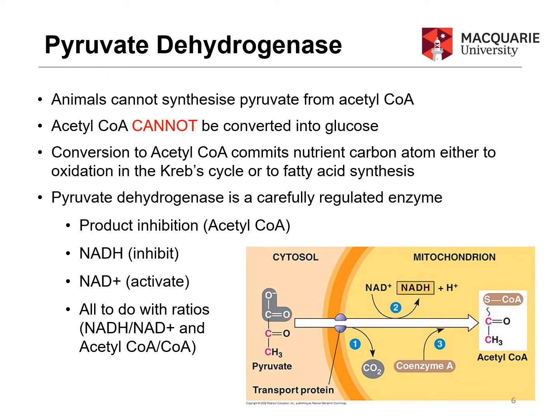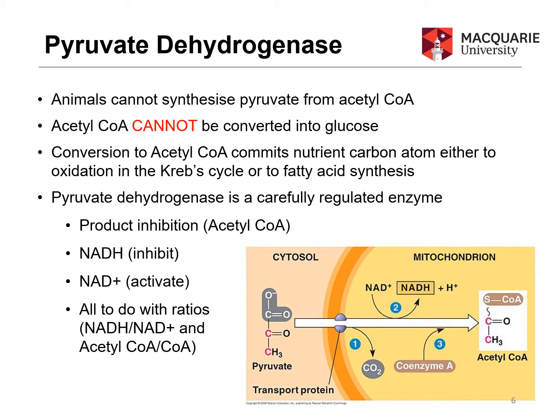Now, this reaction from pyruvate to acetyl-CoA via this enzyme pyruvate dehydrogenase is carefully regulated because you don't want to commit the pyruvate to acetyl-CoA if the cell or the body is not in a state to be able to utilize that acetyl-CoA. So importantly, acetyl-CoA inhibits that reaction. So anything that is the product of that reaction, if you've got too much of it, why would you need to make more? So that inhibits it.